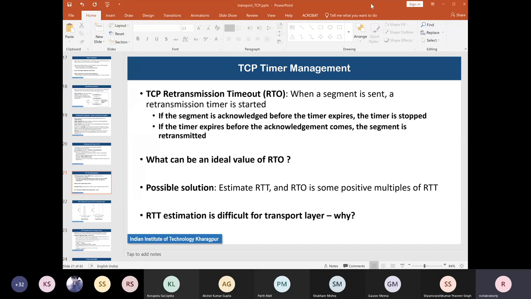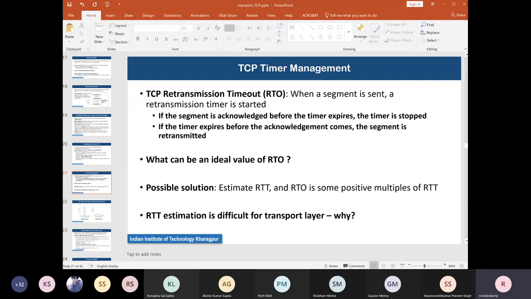Okay, so let's start. Today we want to finish the discussion on TCP. The first topic that we want to start with is TCP timer management.